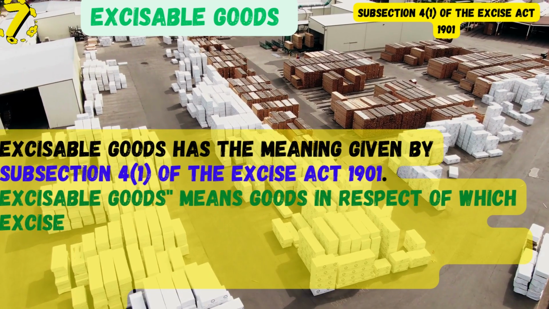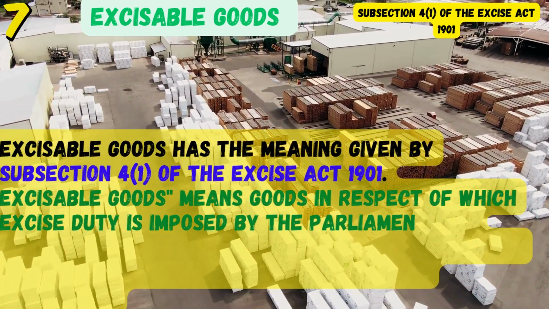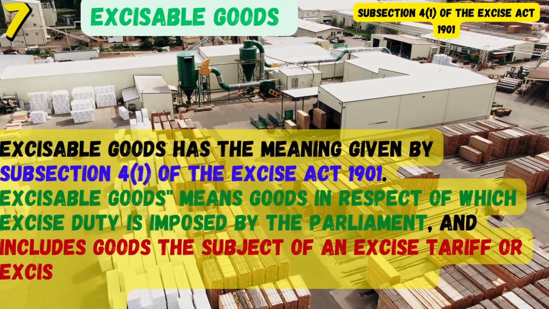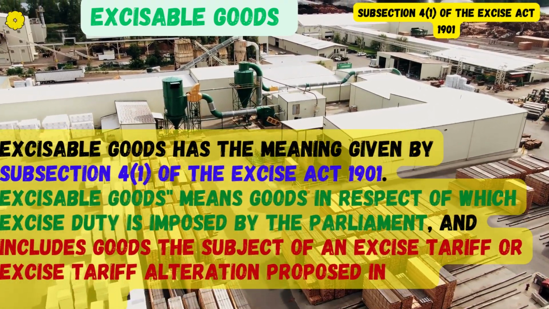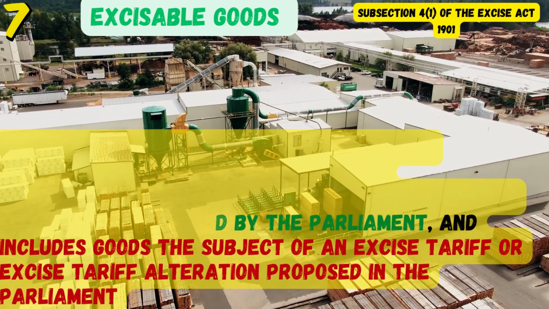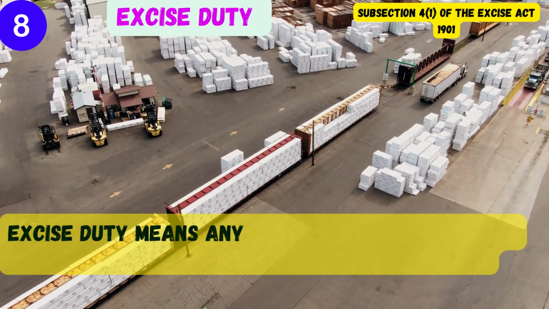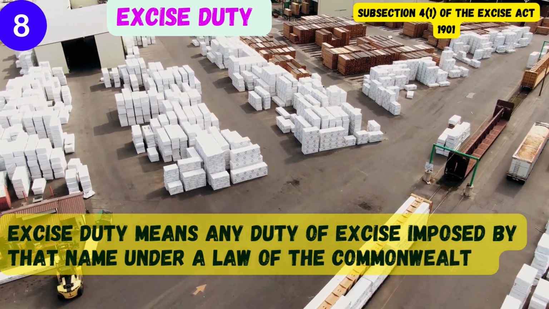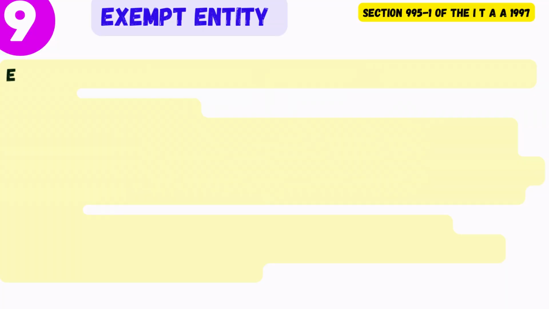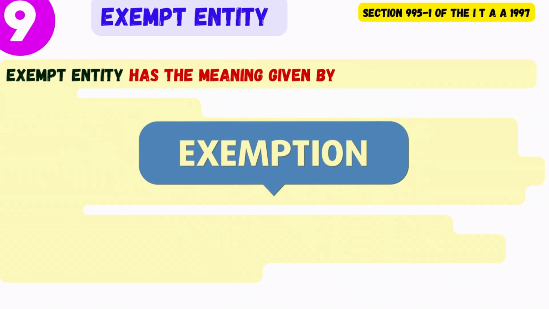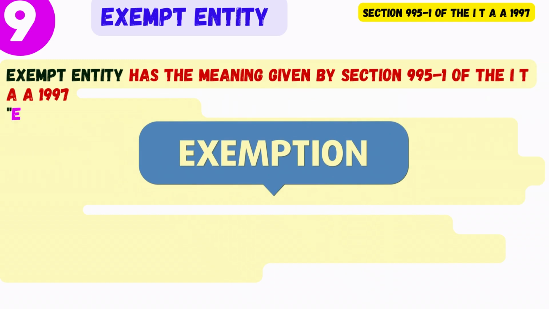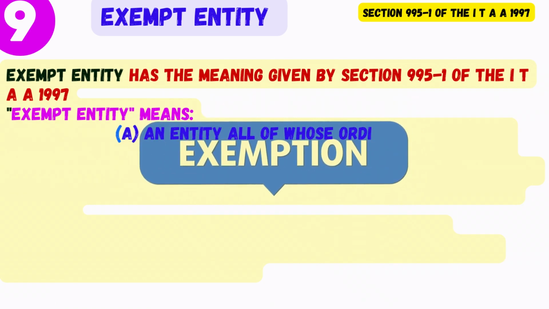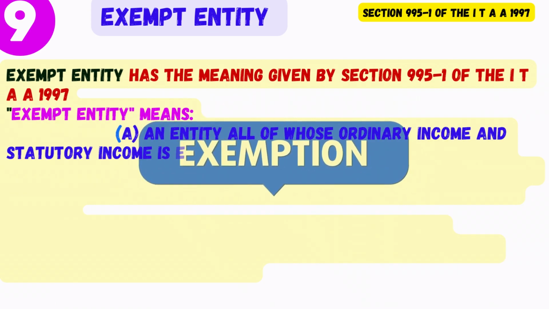Excisable goods means goods in respect of which excise duty is imposed by the Parliament, and includes goods the subject of an excise tariff or excise tariff alteration proposed in the Parliament. Word number 8. Excise duty means any duty of excise imposed by that name under a law of the Commonwealth. Word number 9. Exempt entity has the meaning given by section 995-1 of the ITAA 1997.